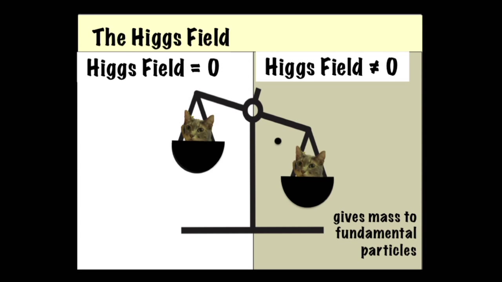So if we shot a particle across here from the place where it was traveling at the speed of light, when it came into the region where the Higgs field wasn't zero, it would slow down. So the Higgs field is this thing that seems to fill space and give mass to fundamental particles.